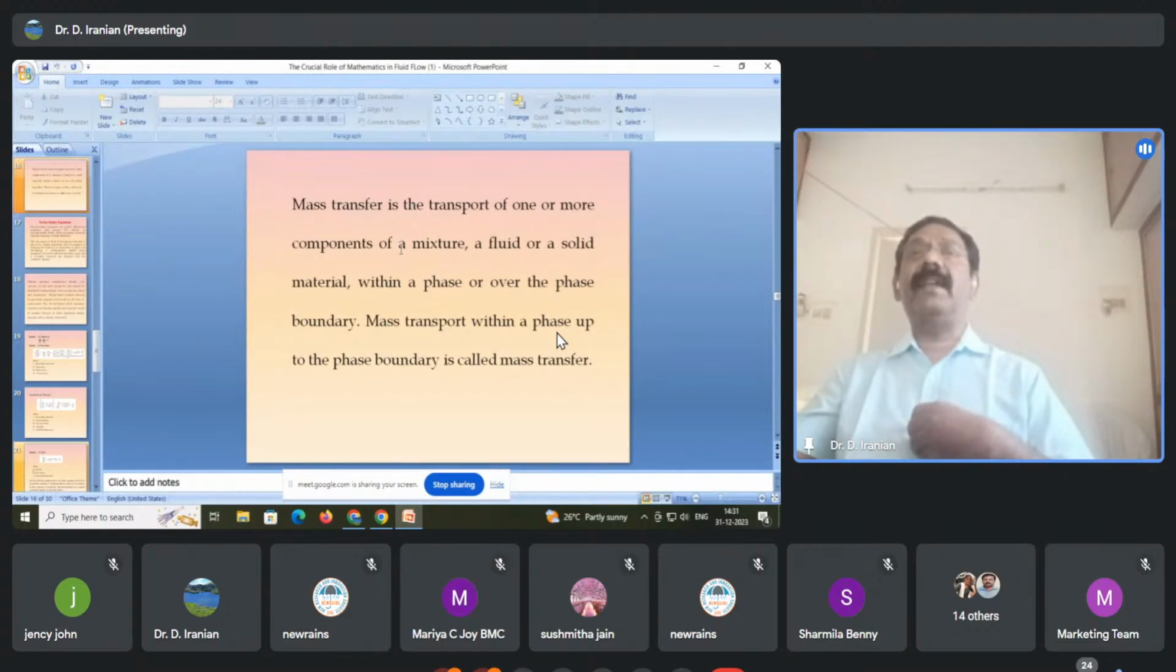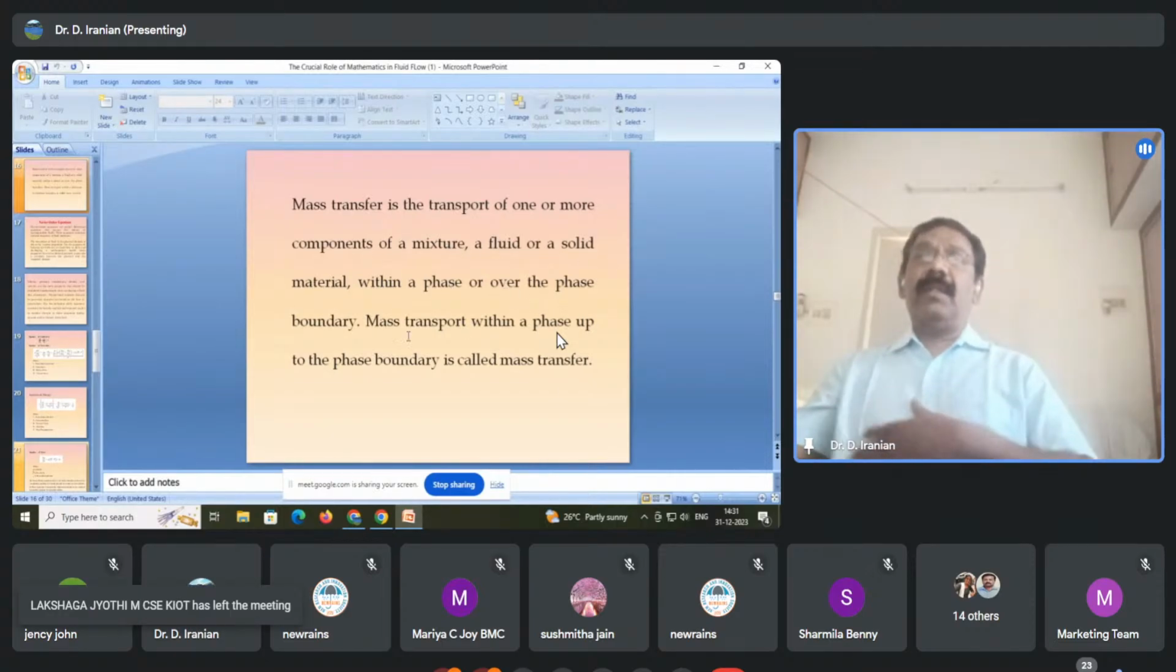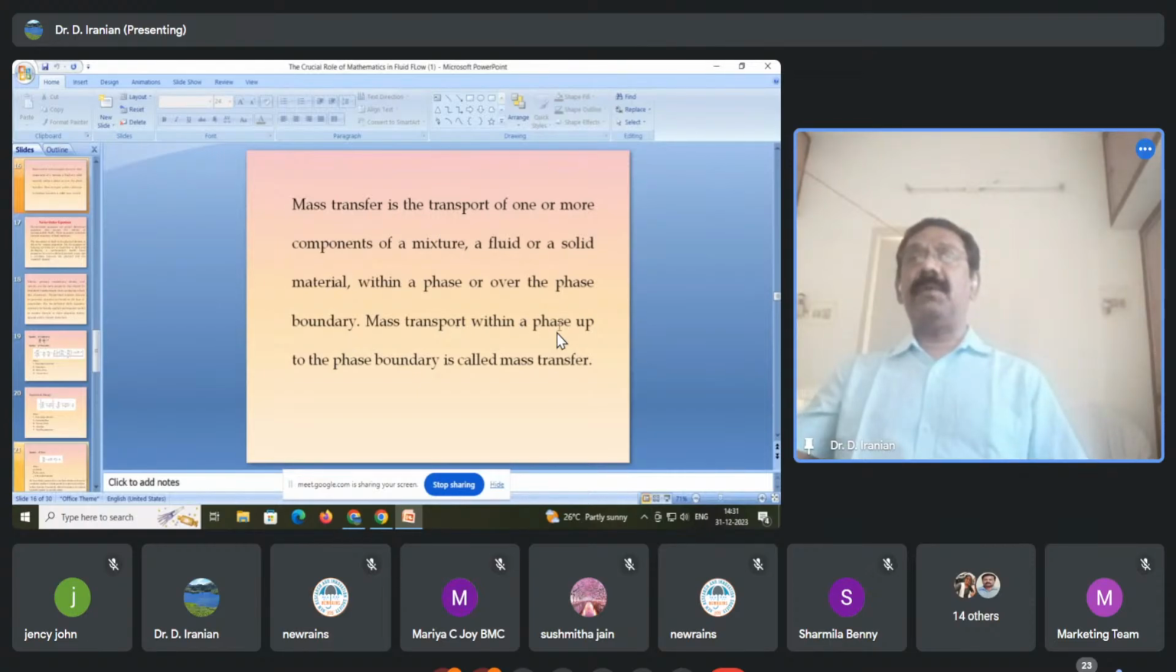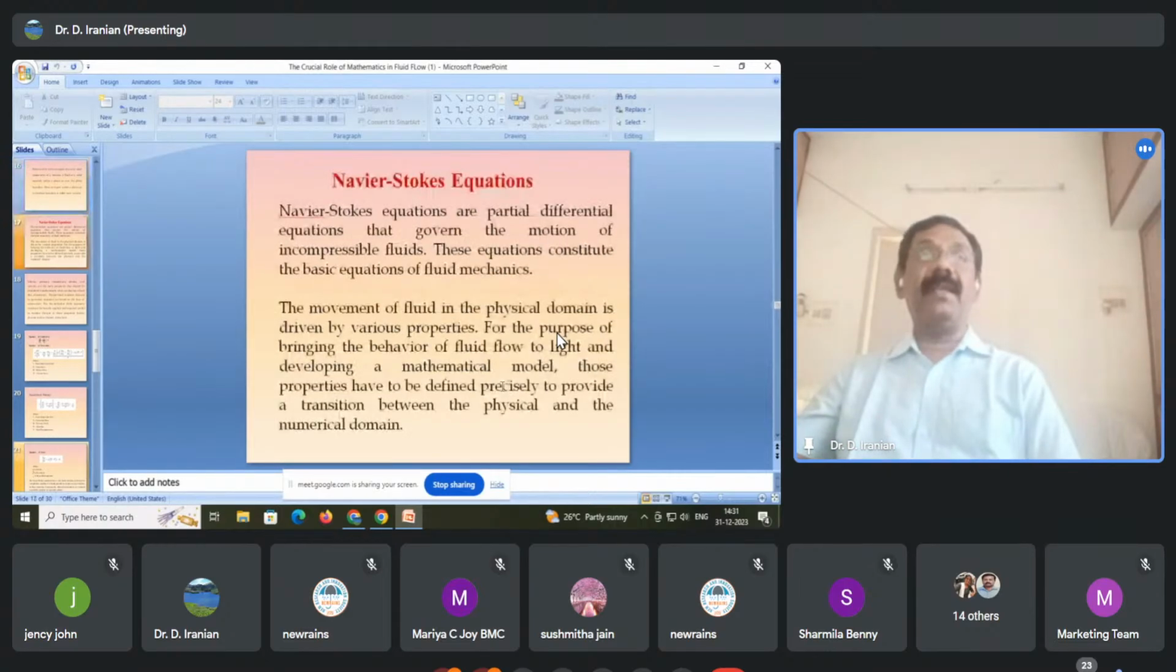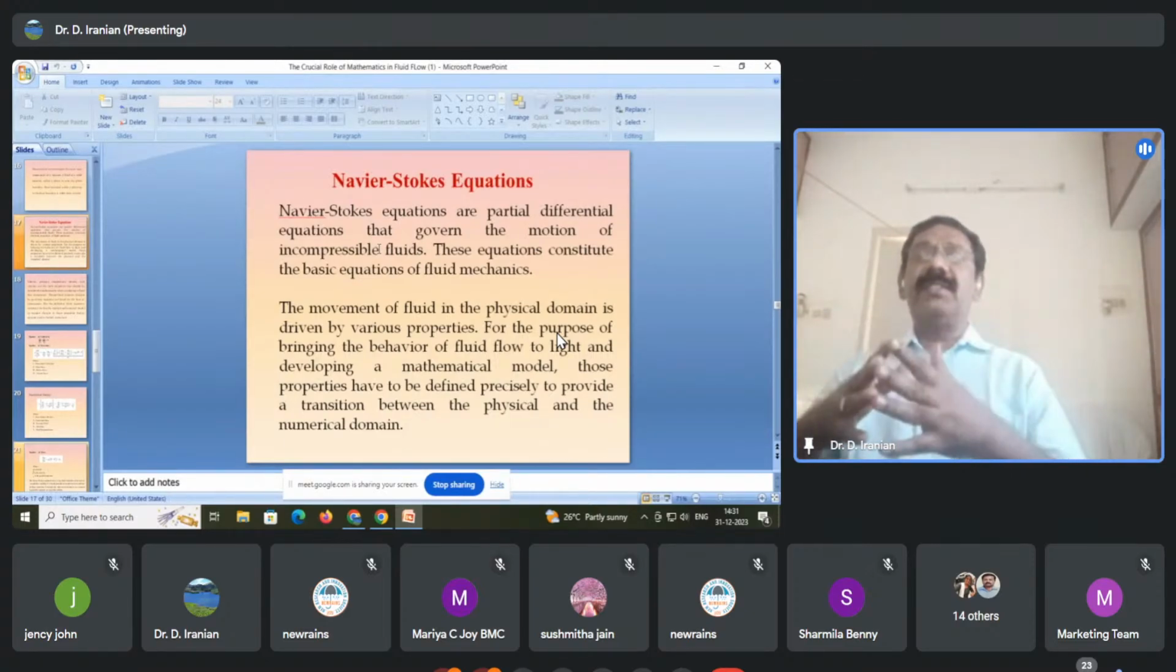Okay. Mass transfer is the transport of one or more components of a mixture, a fluid or a solid material within a phase or across the phase boundary. Mass transport within a phase or across phases is called mass transfer. From one phase to another phase, it is moving. That is called mass transferring.